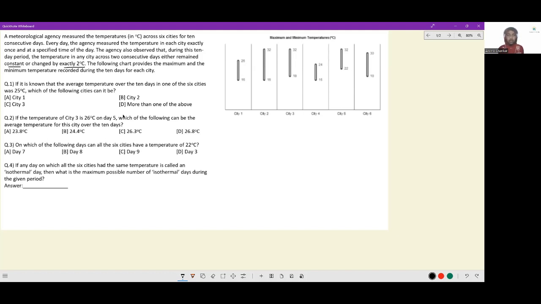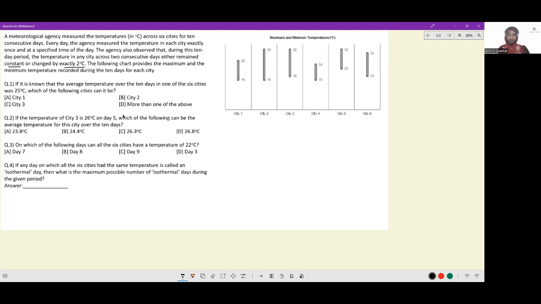We have this given. On the face of it, it looks like there is very little information given, but then the questions betray that feeling. If it is known that the average temperature over the 10 days in one of the 6 cities was 25 degrees, which of the following cities can it be? The options are given: city 1, city 2, city 3, and more than one of the above.